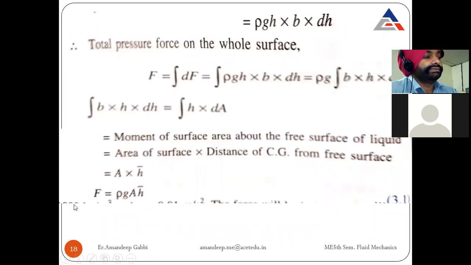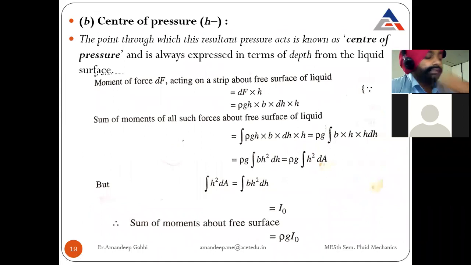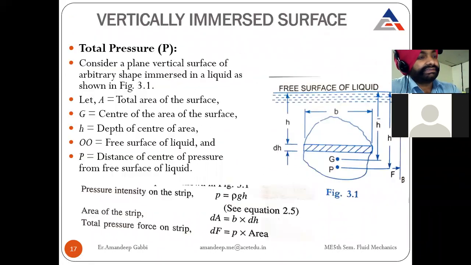Now this is the total pressure force acting on this particular vertically immersed surface. Now let us first write this on the board also. Then we will move to the next part of this article. Let me erase this first.